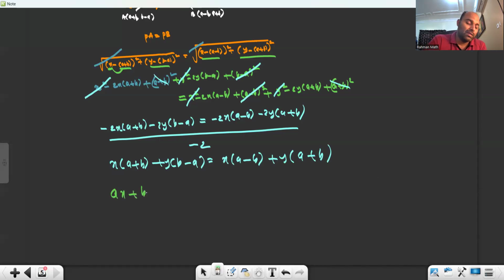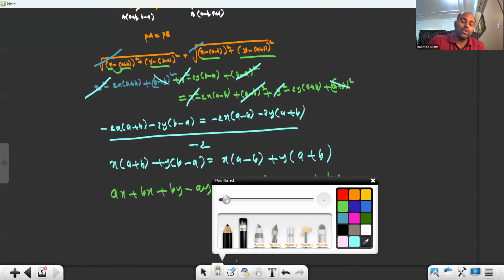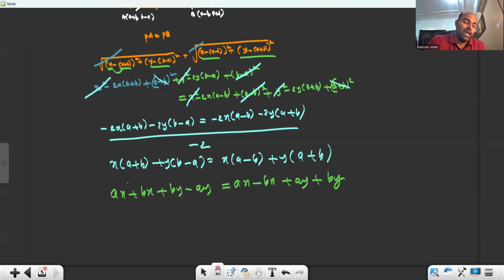It will be ax plus bx, by minus ay equal to ax minus bx, ay plus by. So the cancellation, what you have to do: ax cancel. Don't cancel bx because right side minus is there. by you can cancel. ay you cannot cancel, you know this. Now all the bx terms I kept together. Here bx, this I'm bringing plus bx. And here ay, and this minus ay transposed.